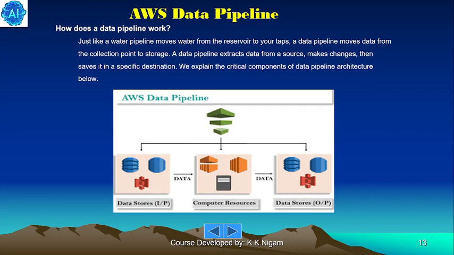How does a data pipeline work? Just like a water pipeline moves water from a reservoir to your taps, a data pipeline moves data from a collection point to storage. A data pipeline extracts data from its source, makes changes, then saves it in a specific destination. We explain the critical components of data pipeline architecture below.